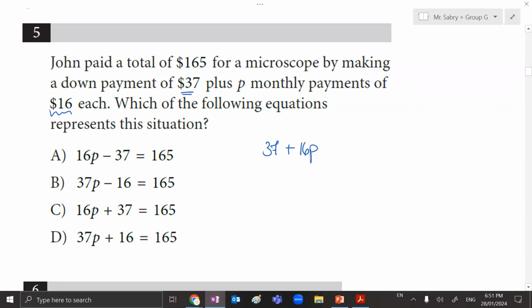Which of the following equations represents this situation? I need all of this to give me in the end the total that I need to pay for the microscope, which is 165. So when you look at the choices, C seems to be the exact same theory. Again, it's literal translation, and the most important thing is that I don't read the whole question at once because it gets to be confusing. We read it part by part and we translate the parts we read to math.